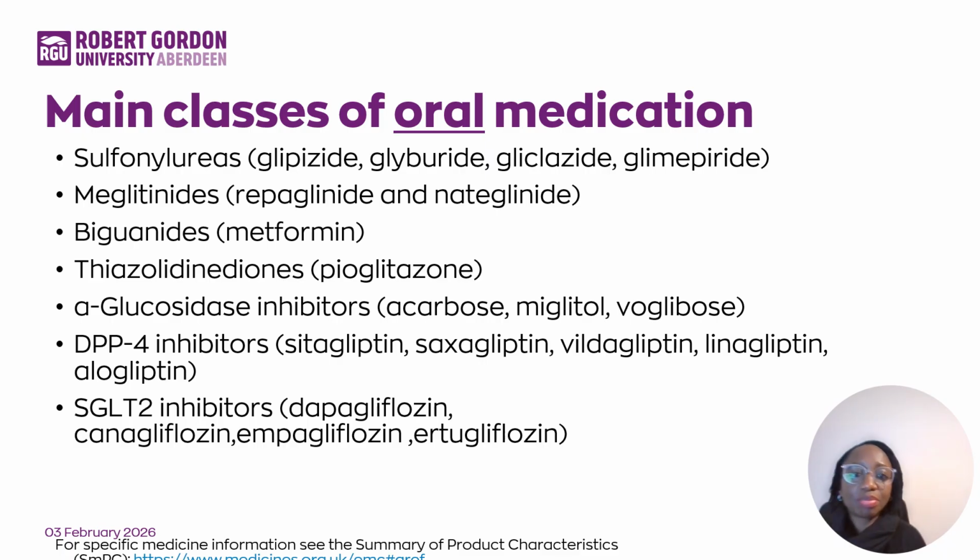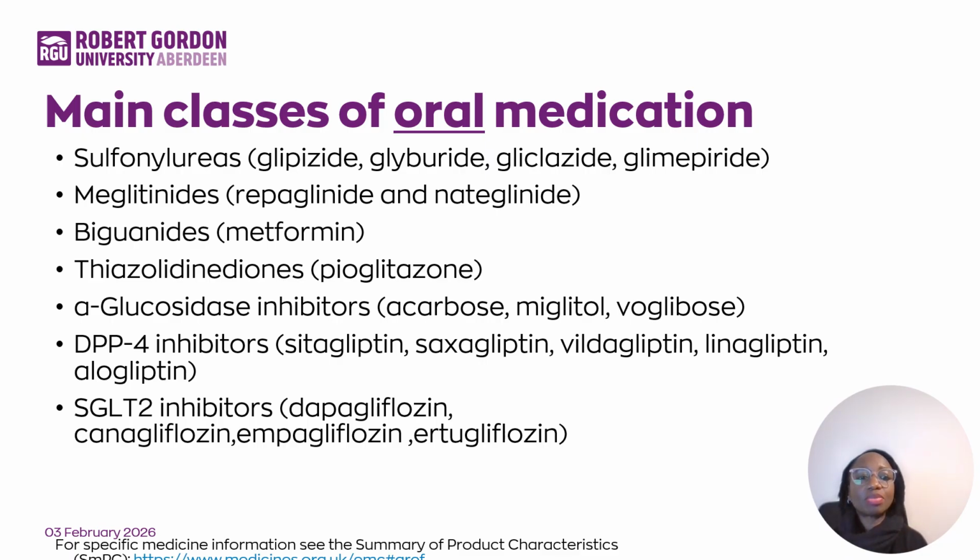Some of you might be aware that rosiglitazone was also on the market at some point, but was withdrawn due to an increase of cardiovascular events, and this is what made it compulsory for drug manufacturers to complete cardiovascular outcome trials prior to any diabetic-related drug being authorized. Okay, and then we have the alpha glucosidase inhibitors such as acarbose. I think that's the only one we have on the market in the UK.